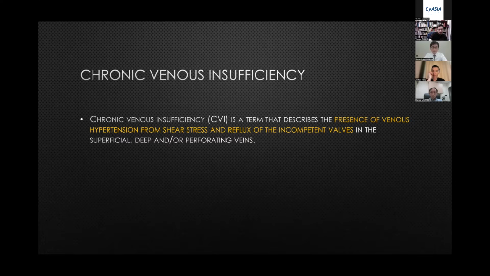By definition, chronic venous insufficiency is a term that describes the presence of venous hypertension from shear stress and reflux of the incompetent valves in the superficial, deep, and/or the perforating veins.